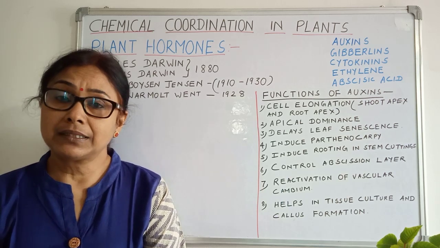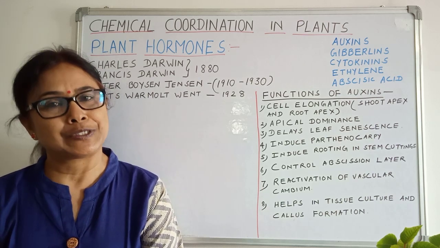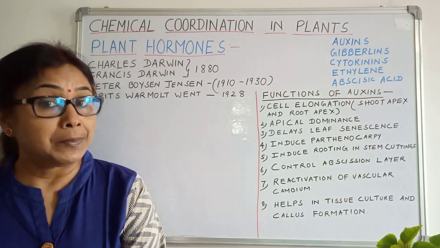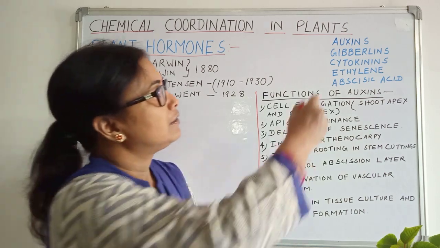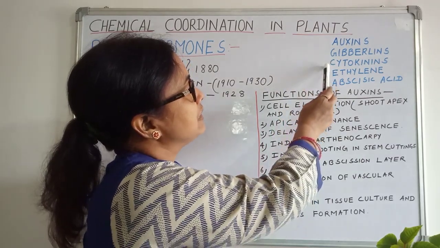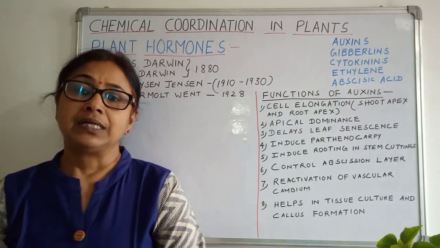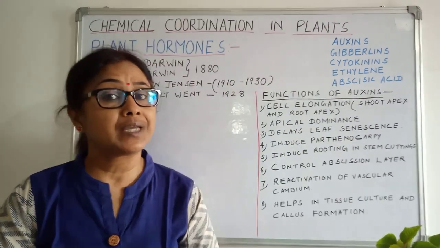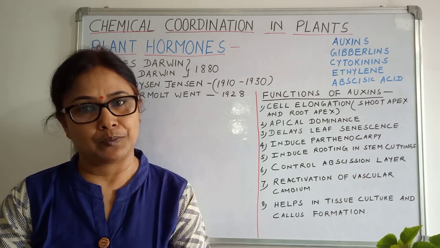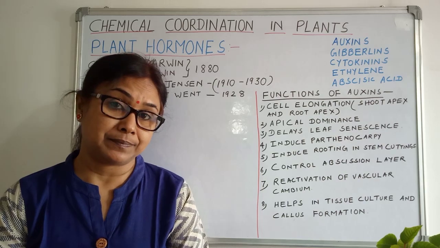Now, like the animal hormones, the plant hormones are also secreted naturally in the body of the plants. All the plant hormones that we will be discussing today are auxins, gibberellins, cytokinins, ethylene and abscisic acid. These plant hormones were also given the term phytohormones to demarcate them from the animal hormones. The plant hormones are also known as growth regulators.